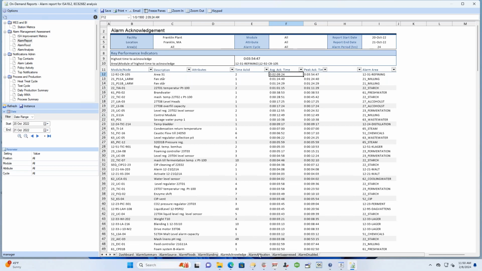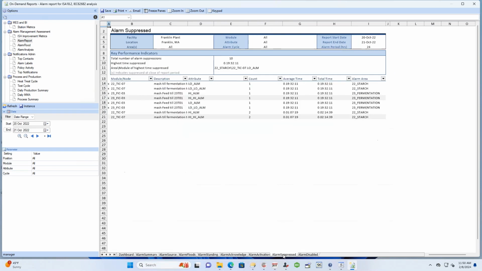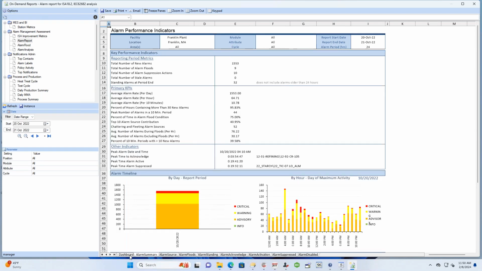We have the same thing with activation. This is the amount of time the alarm spends in the active state. We can keep track of alarms that have been suppressed. And again, this is something we would go back to operators and process engineers and ask, why is this being suppressed? Why is it not useful? Is it distracting? What caused the suppression, which in itself is sort of an abnormal behavior?